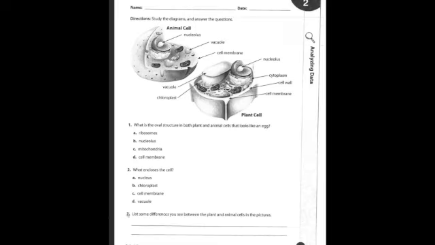And number 3, you can write in your answer, type in your answer. List some differences you see between the plant and the animal cells in this picture. Okay, type your answer here. And that will be your assignment for today.